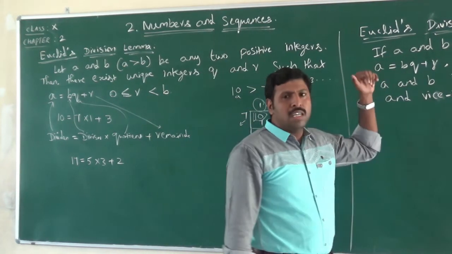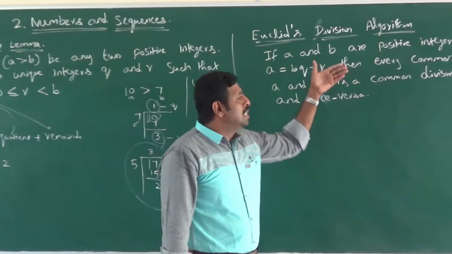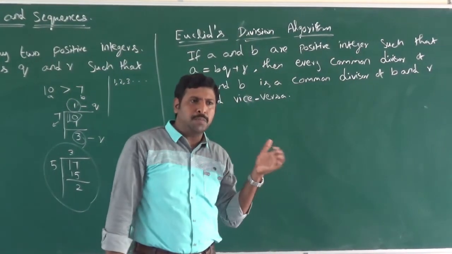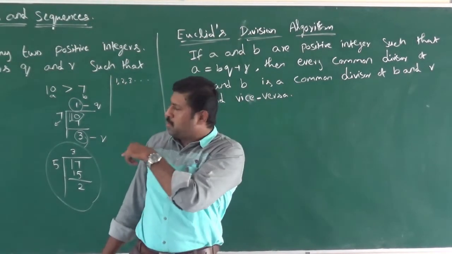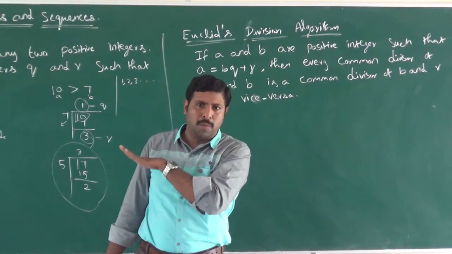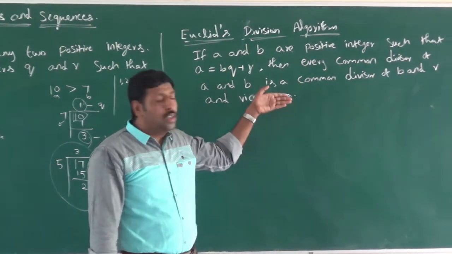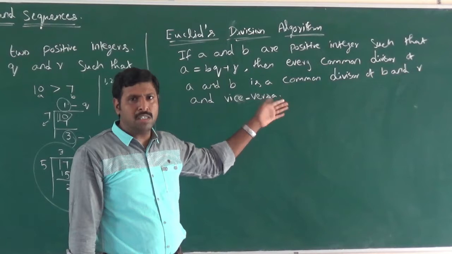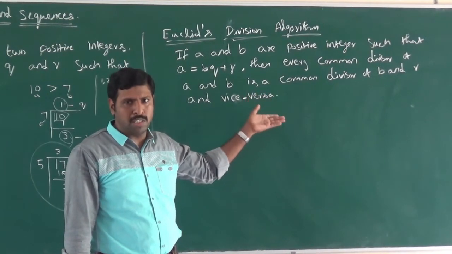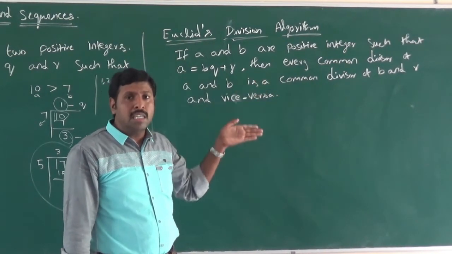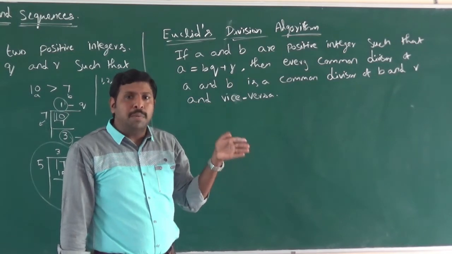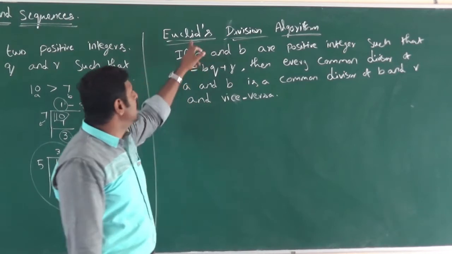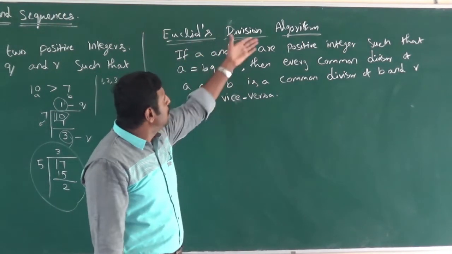Next we have the division algorithm. What is the difference between the division lemma and the algorithm? In the lemma we have the A is equal to BQ plus R format. Here we are going to find the highest common factor of two positive integers, or maybe two or more positive integers. In this algorithm we are going to do a step by step method to find the highest common factor, right?